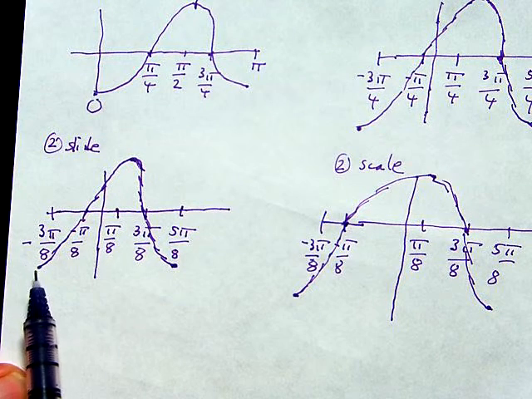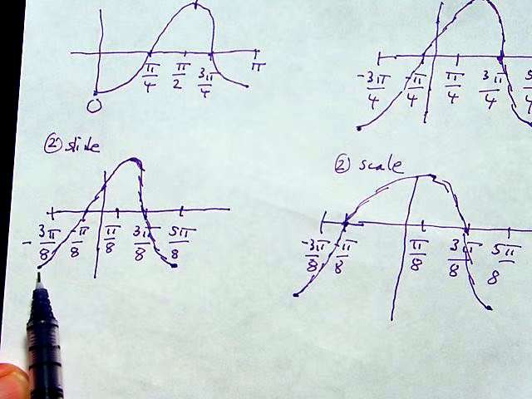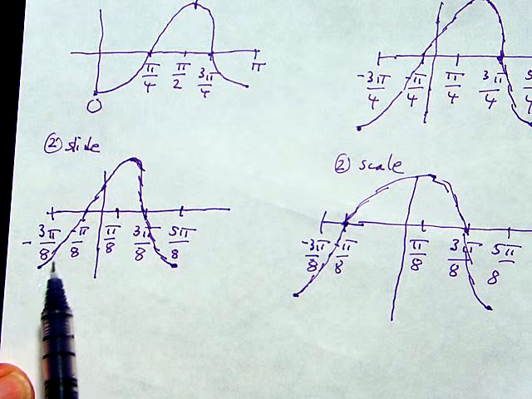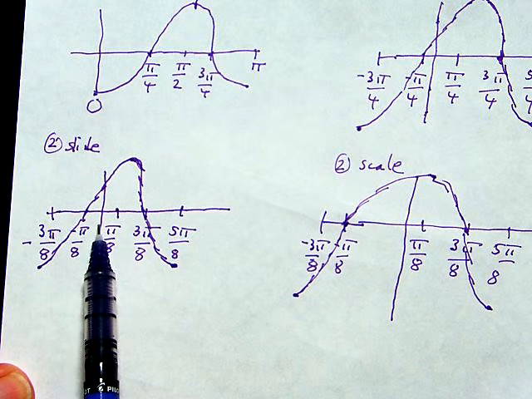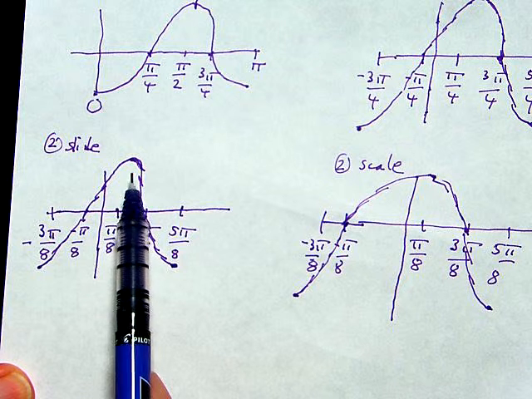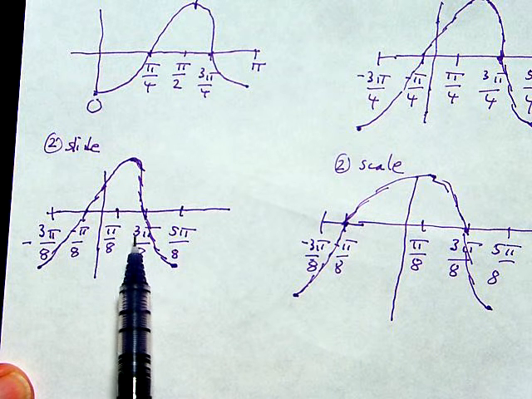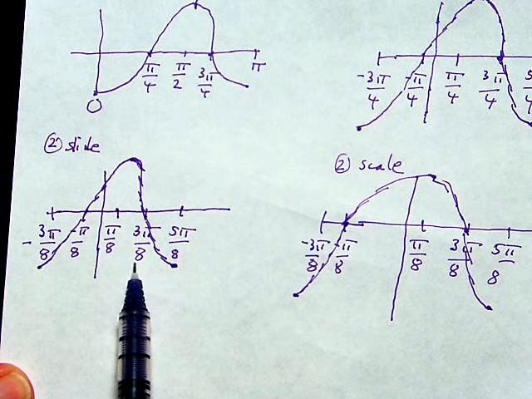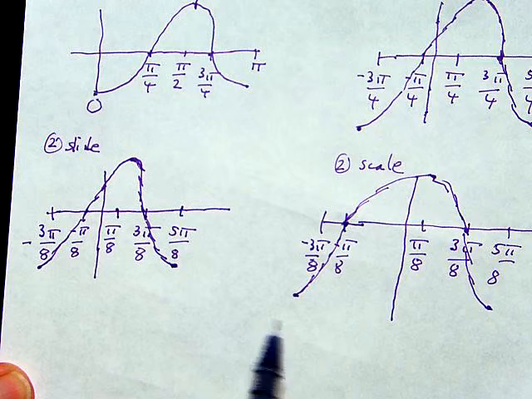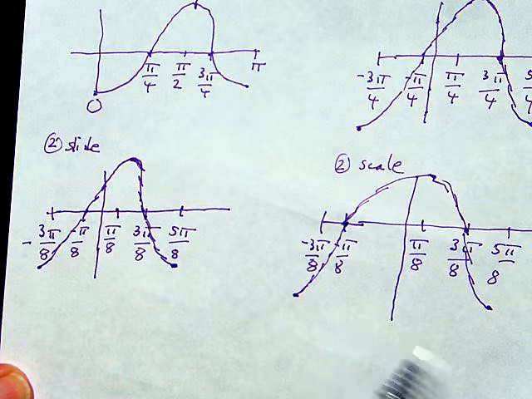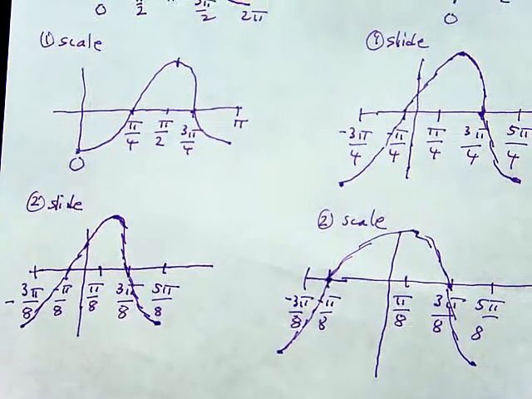graph. Okay, in both cases, we're starting at a minimum of negative 3 pi over 8, hitting 0 at minus pi over 8, hitting our maximum at pi over 8, then coming back down, hitting 0 at 3 pi over 8, and then hitting a minimum at 5 pi over 8. It's the same in both graphs. So it does not matter which method you use.